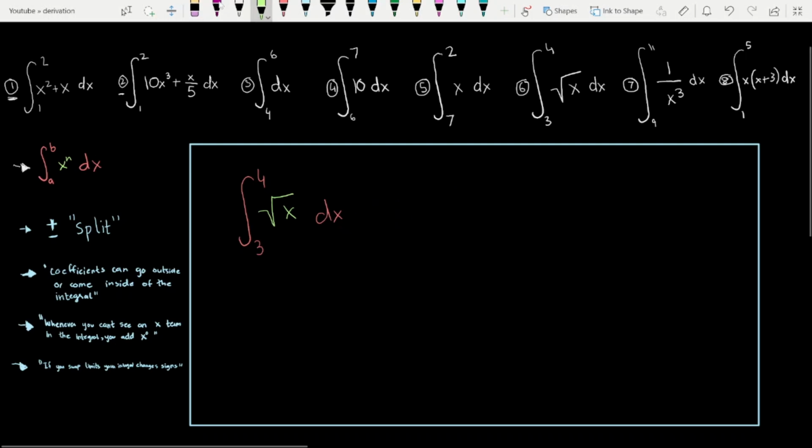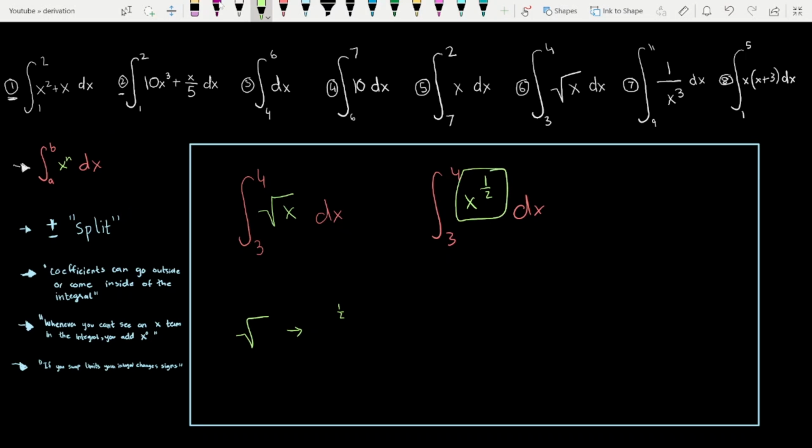Now we know that a square root means a power of 1 by 2. So we're just going to write this differently, and this thing is going to become x raised to the power 1 by 2. Now we know how to solve this, right? Because we know our general form. So that's how we're going to solve this thing right over here.